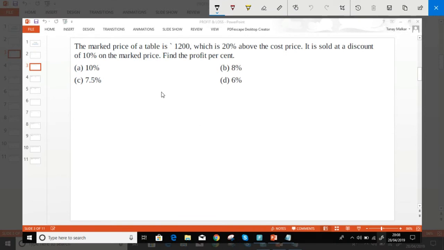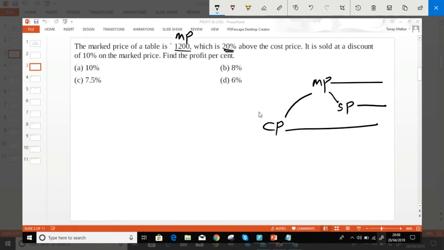Okay. So the mark price of a table is given as 1,200, which is 20% above the cost price. Now always understand that the analogy that I have shown you is very important. So just map that again. I'll show the levels as well.